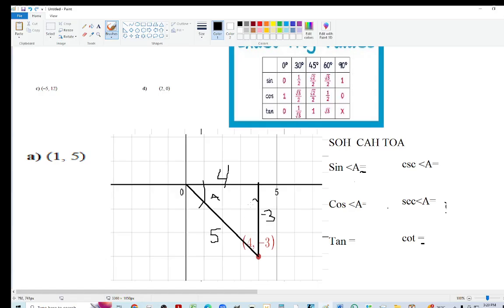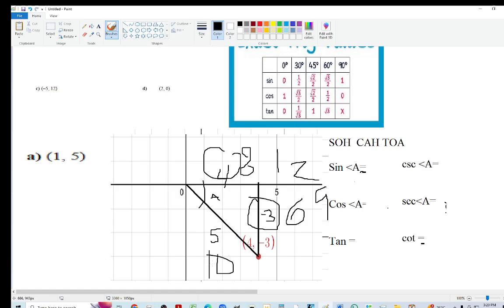And you'll discover this ratio always when it's 3, 4, this is always 5. If this was 6 and this was 8, which is double, this would come out as 10. If this was 9 and this was 12, this would come out as 15. But 3, 4, 5 is a very common thing.